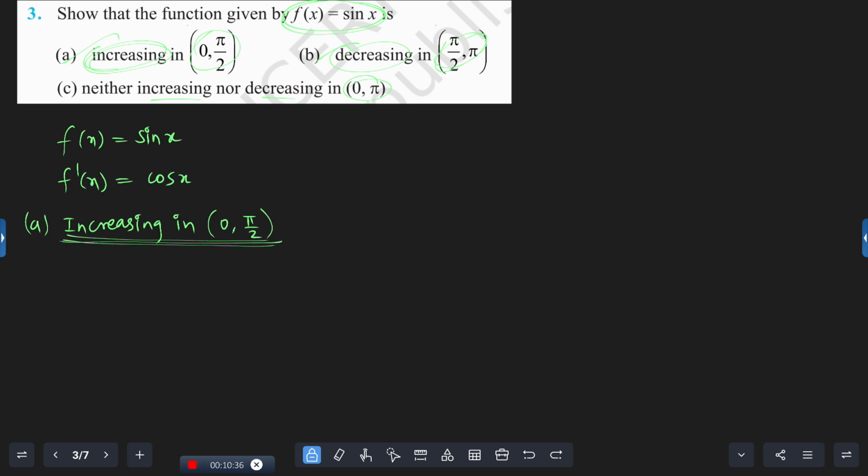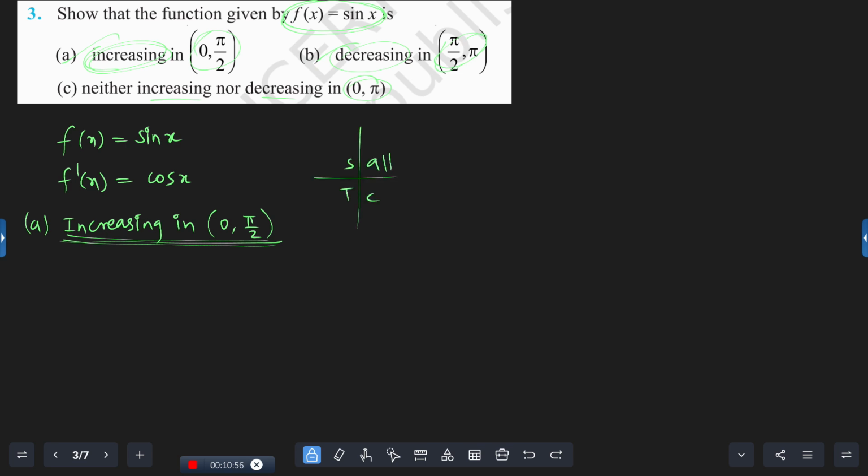In this interval, what about cos? This is 0 to pi by 2. Now which quadrant is this? Which quadrant is 0 to pi by 2? First quadrant. In the first quadrant, cos is positive, with the help of the 'All Silver Tea Cup' rule.